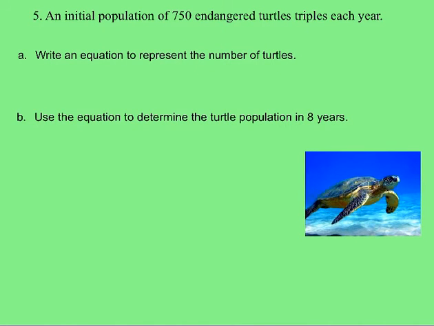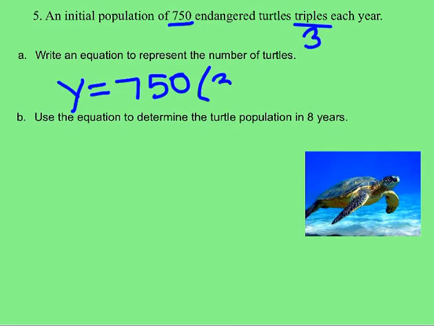So now let's go ahead and take a look at number 5, sorry, I don't know where I got number 3. From number 5, it says the initial population of 750 endangered turtles triples every year. Well, triples just means 3. So what I'm going to have is y is equal to 750 times, since triples means 3, that's going to be my rate of change, okay? I don't need to do 1 plus that. I can just put in 3 raised to the x power.